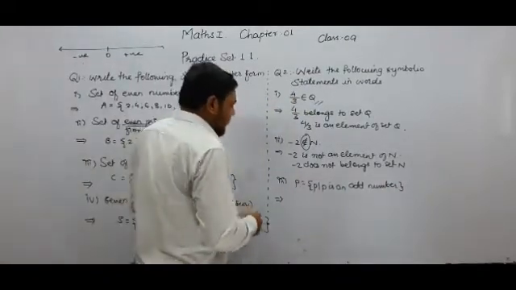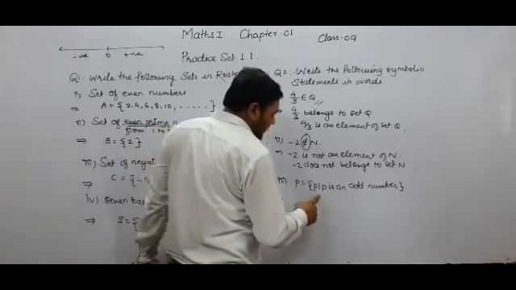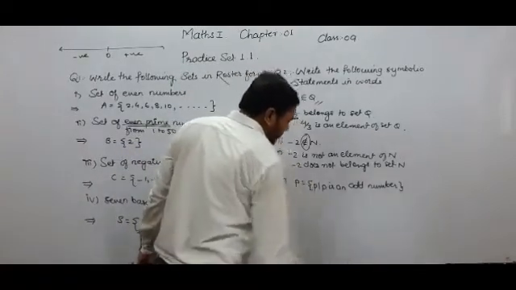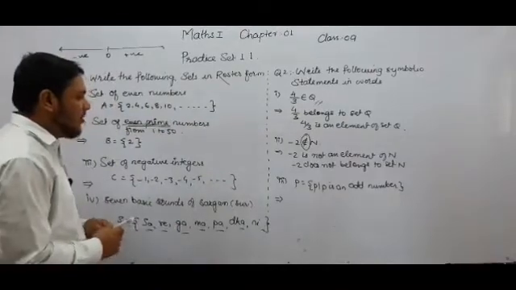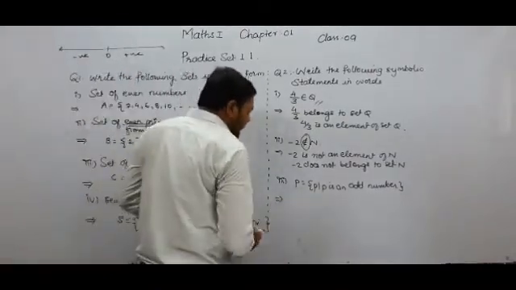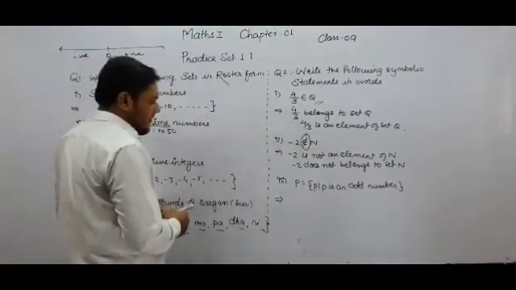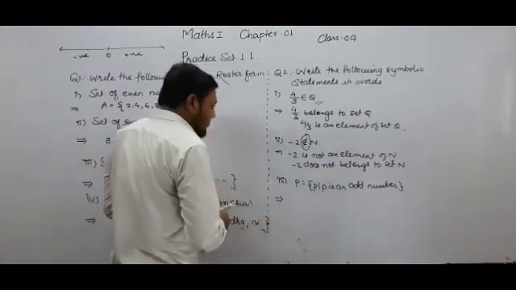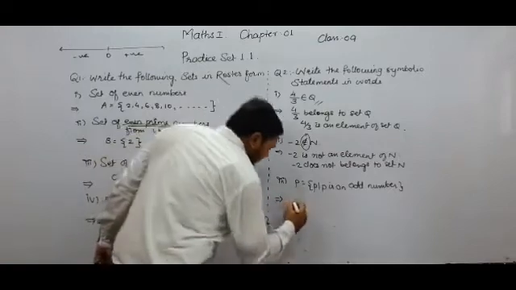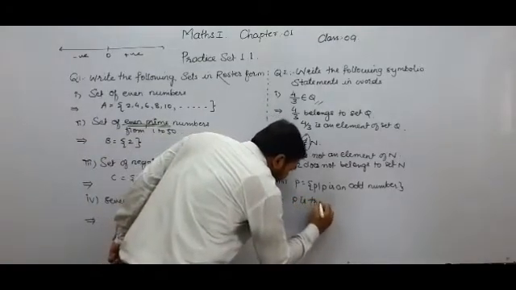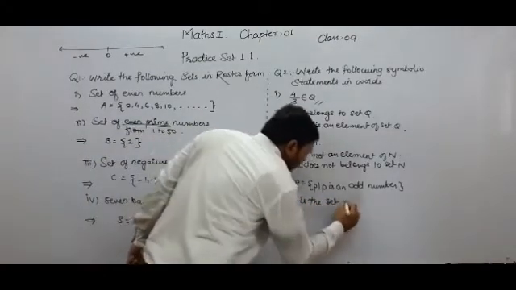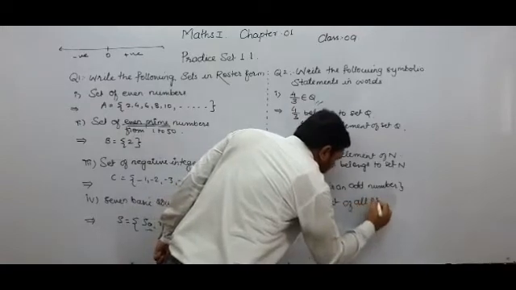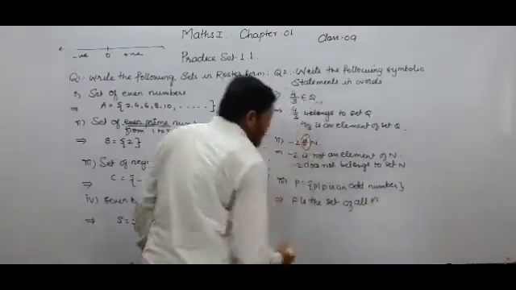So student, now the next question is P is equal to curly bracket p such that p is an odd number. Student, this set is written in set builder form, that is, rule method. So we have to write the statement for it in words. So what is that? Yes, P is the set of all p's.